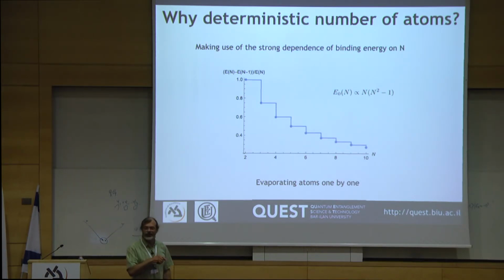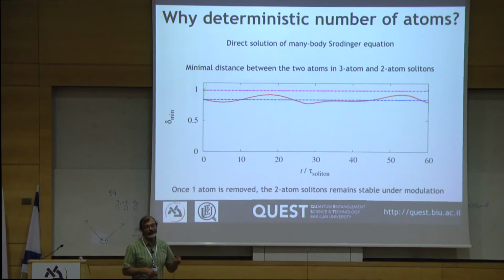So we try to do this, as I promised you. We try to do that, not in the experiment yet, but on a classical computer. And this is actually the result. This is a direct solution of the Schrödinger equation for 3 atoms and 2 atoms. This is done in collaboration with people in England. So here, this is the line of a soliton with 3 atoms.